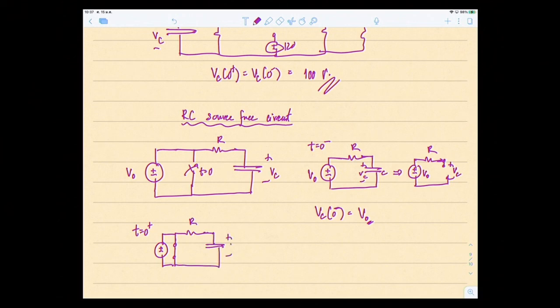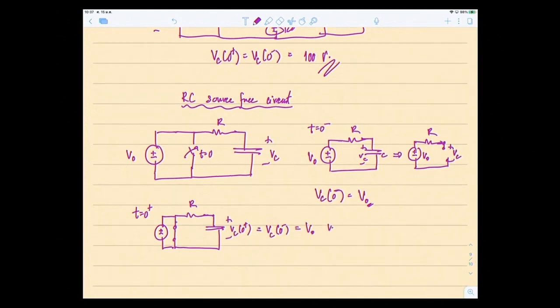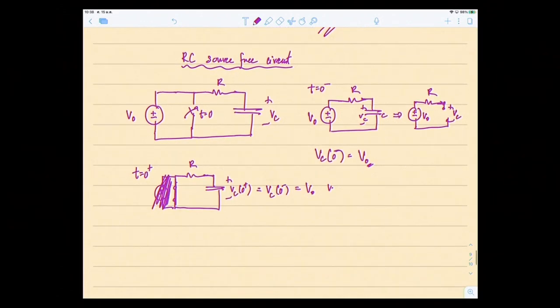Okay, VC at 0 plus is equal to VC at 0 minus, which is equal to V naught. The voltage source is shorted out, so we forget that voltage source and are left with this circuit: one resistor, one capacitor, and no source. So it is a source-free circuit.